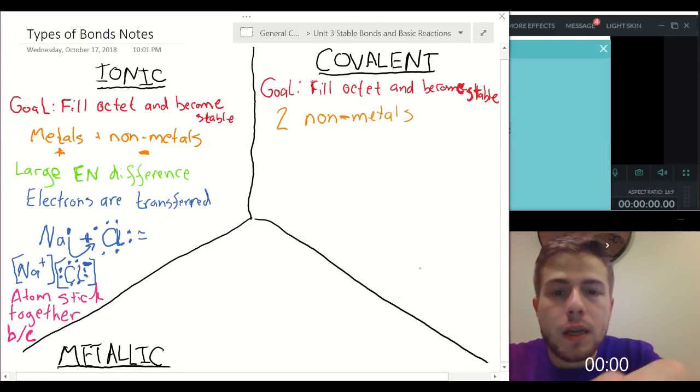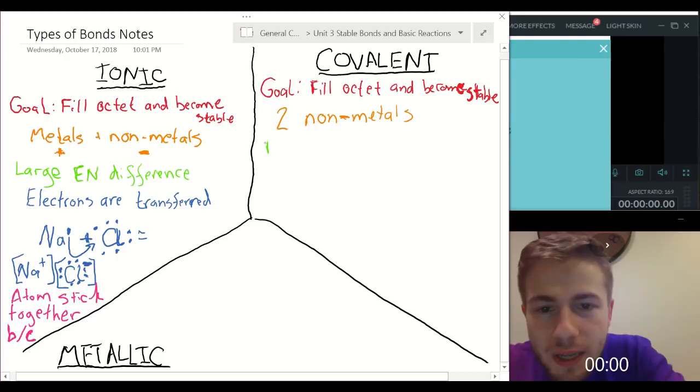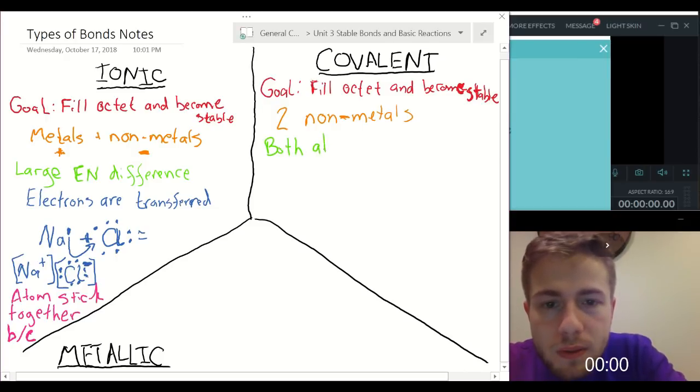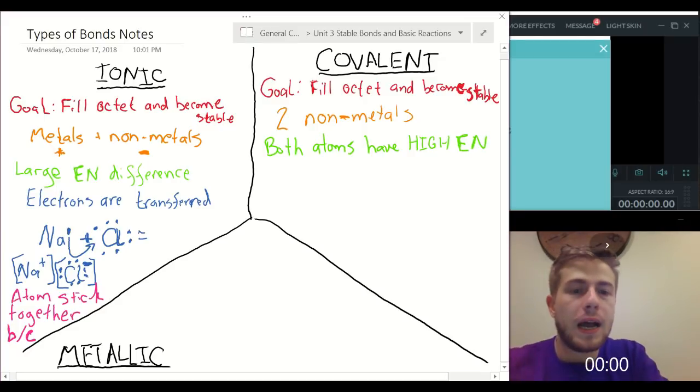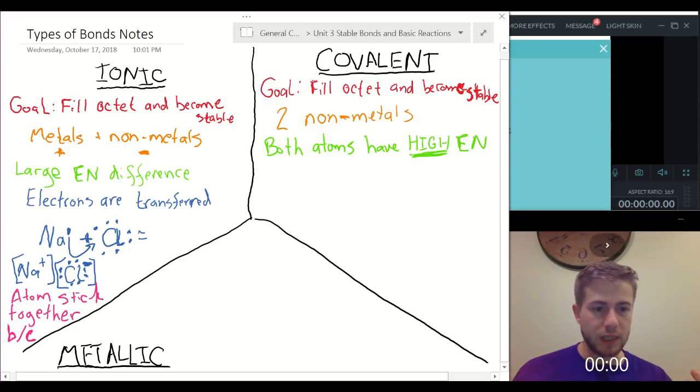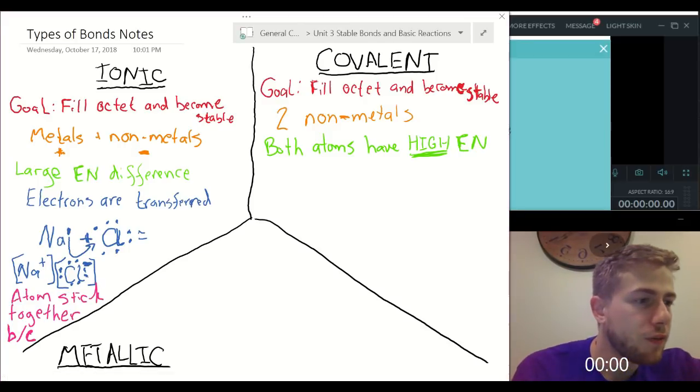That's a little better. So both atoms have high electronegativity. Remember, EN is just for electronegativity, how greedy they are for electrons. So they're both really greedy for electrons.